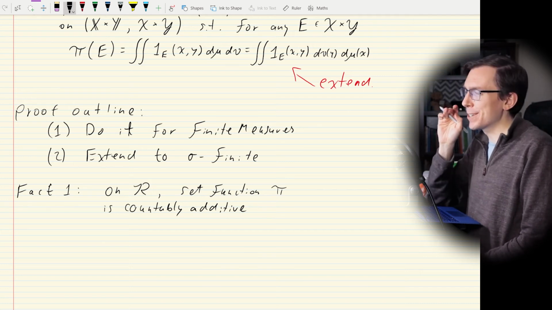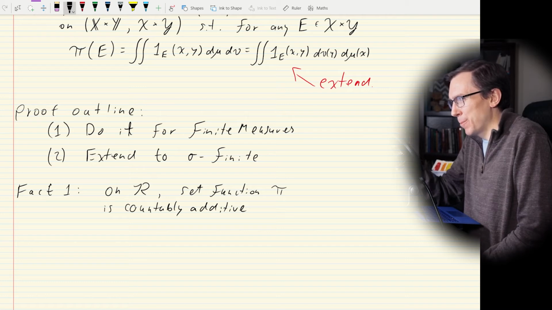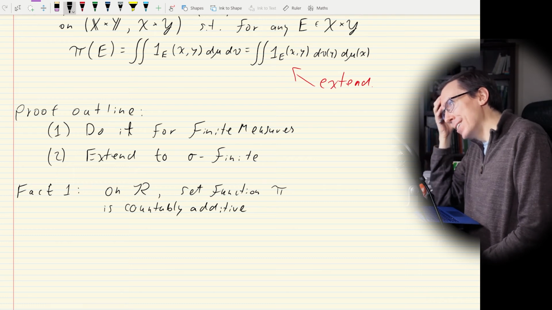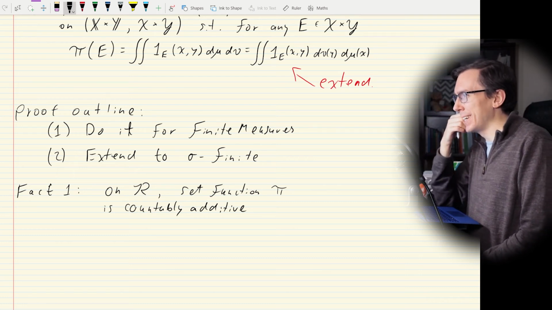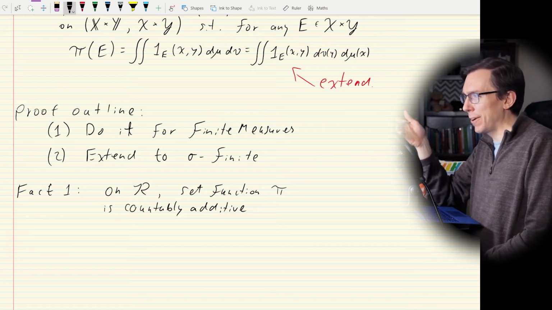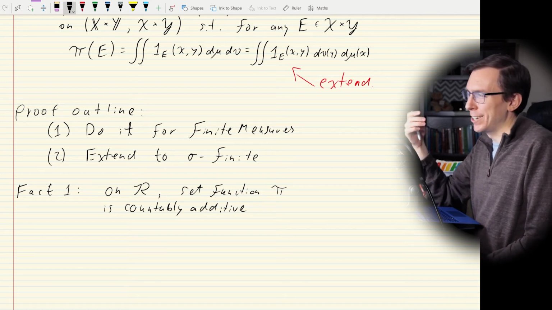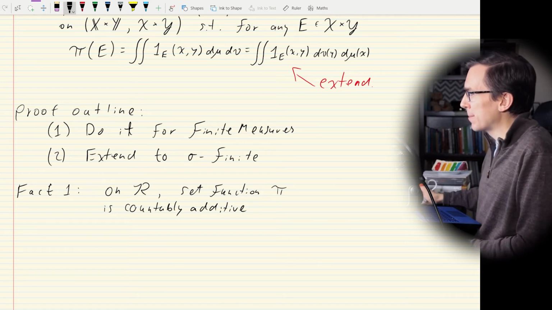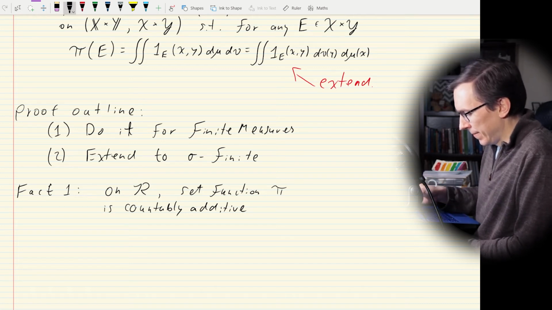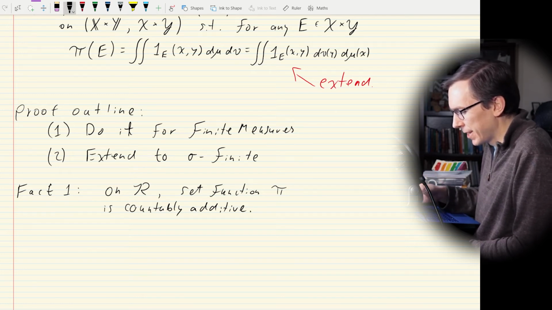Okay, you can try and show that yourself. Pi is defined in terms of mu and nu for rectangles. Mu and nu are both countably additive. So you can kind of imagine what's going to go on here, right? If you have a countable disjoint union of rectangles, just break it up using those properties. So that's the first thing. I'm not going to prove that. You can try to do it yourself. It's just check the definition.